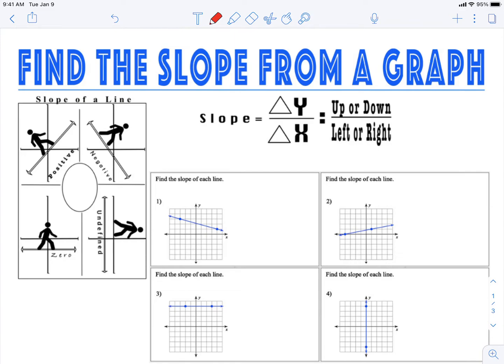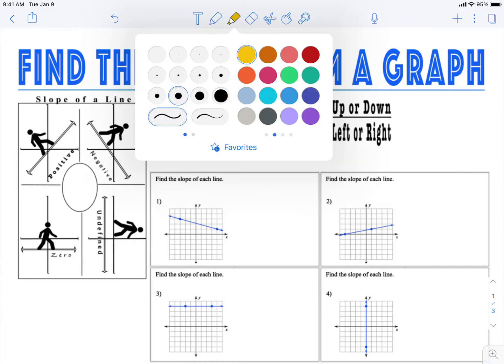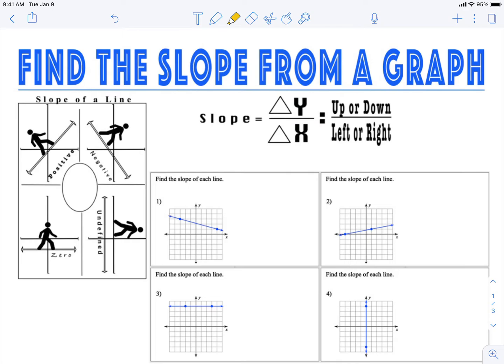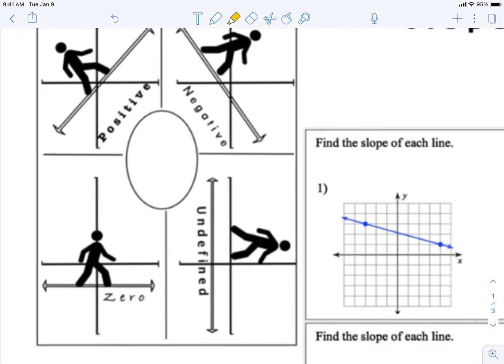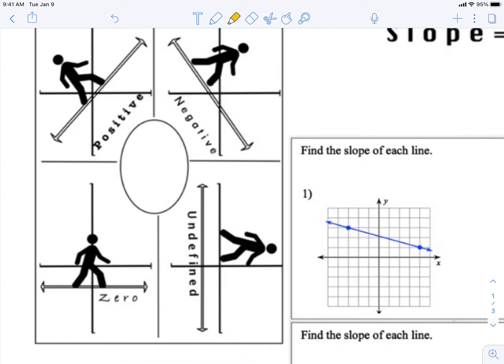All right. So the first thing we're going to notice here is the name of the notes. We always identify first the name of the notes. It's called Find the Slope from a Graph. So we're going to remember that a slope is how much a line or how much inclination there is.